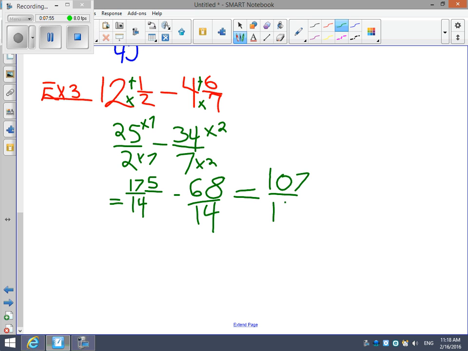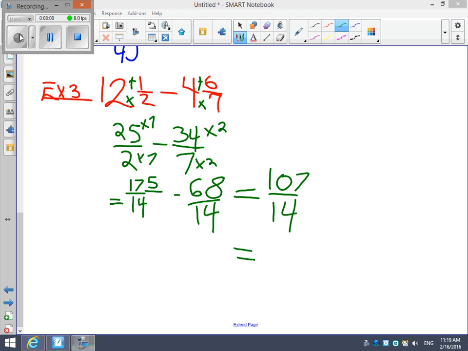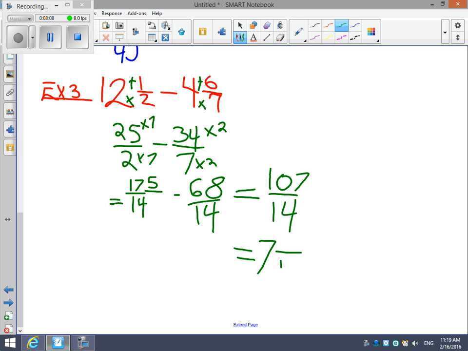And then to find your mixed number, it goes in 7 times, and 7 times 14 is 98. And then you subtract 98 from 107, which equals 9 for your remainder. And then your final answer is 7 9/14.